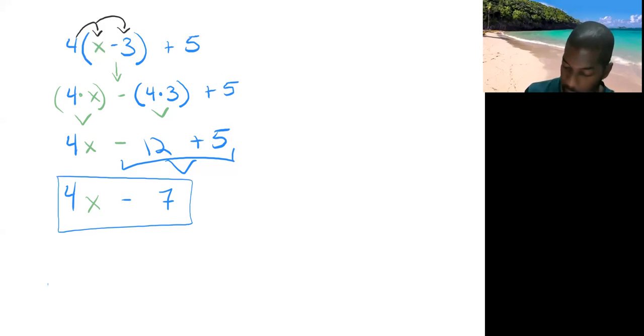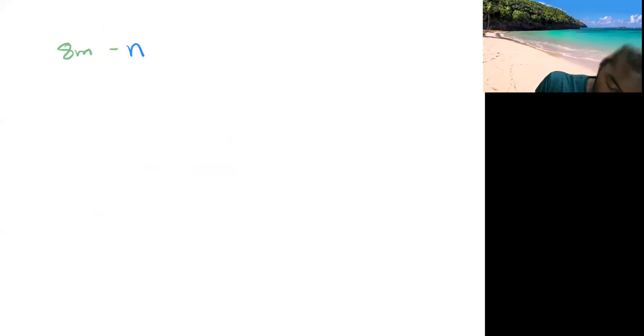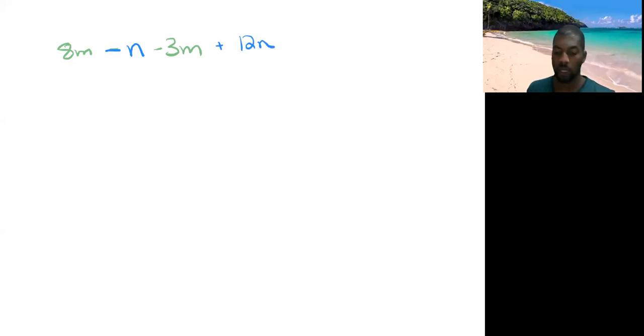Let's try another one. Remember, you can pause this video at any time if you need extra time or help. Let's try 8m. I've got 8 m's. And I'm subtracting 1n. I'm going to draw that in a different color for sure. And then I'm going to subtract a 3m, a set of 3m's. And then I'm going to add 12 n's. So what's going to happen?